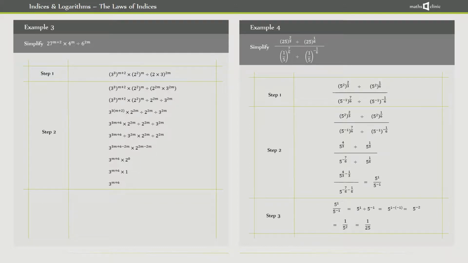Do I apply the double index law? Do I apply the fraction law? Do I apply the negative index law? Do I apply the distributive law, the multiplication law, or the division law? And from that point on, it's pretty much just simple arithmetic.